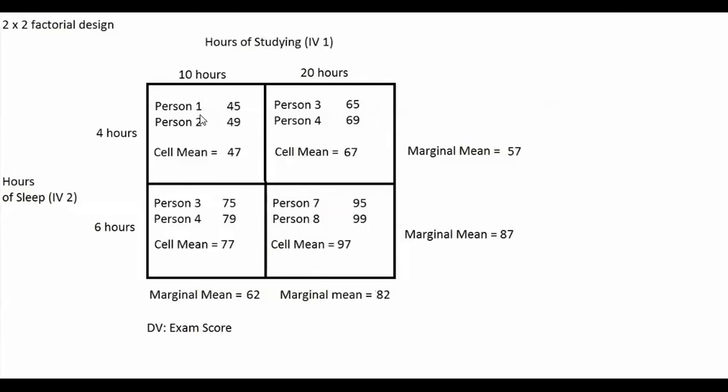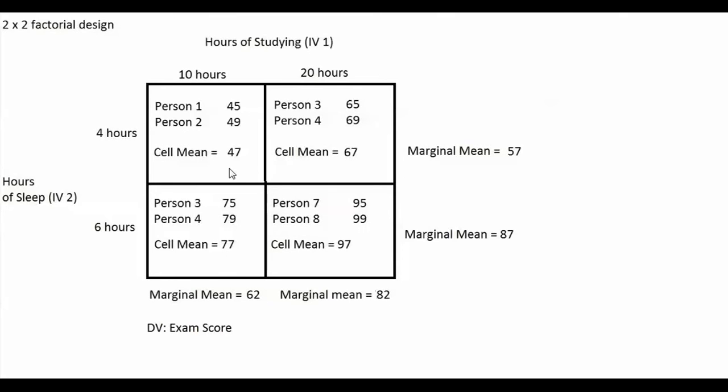In a factorial design, each condition is called a cell, so these 4 conditions are the 4 cells in my experiment. I started with 8 participants, and I assigned 2 participants to each of the 4 cells. I recorded each participant's exam score, so the dependent variable is exam score.